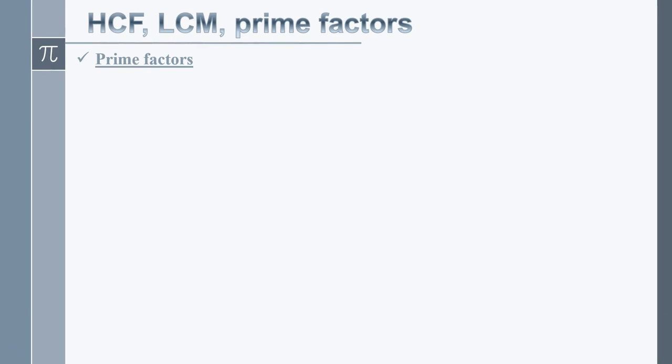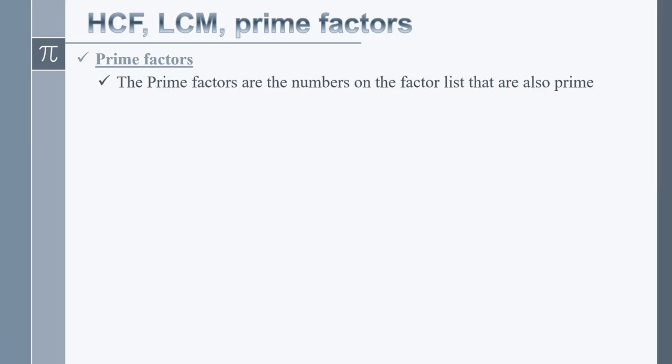And the last thing I want to mention in this video is prime factors. Now prime factors pretty much do what they say on the tin. They're the factors that are also prime. So for example, if we take the factors of 100, here comes our factor list: 1 and 100, 2 and 50, 4 and 25, 5 and 20, and then 10. So there's our list of factors.